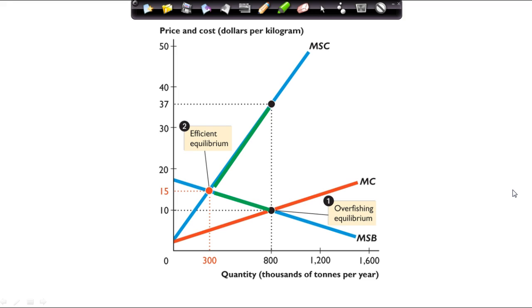And so, again, we will in fact be taking away from our overall economic welfare. That is, we'll be creating a deadweight loss of economic welfare due to overfishing. This is by definition an inefficient outcome.